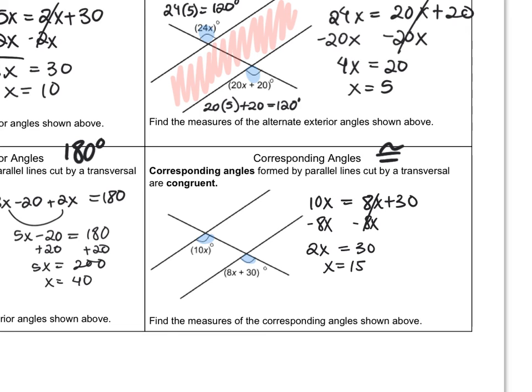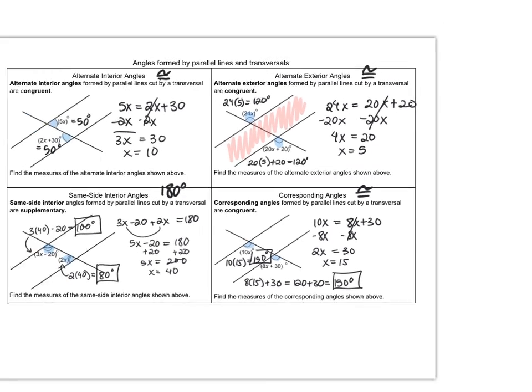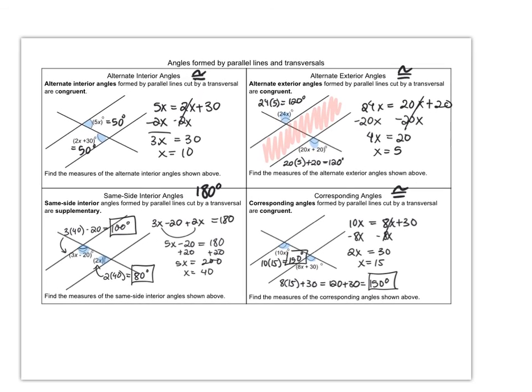So let's substitute 15 into the expressions for our angle measures. And in this case, both angle measures are 150 degrees. So that's how you can use angle relationships to find the measures of missing angles.